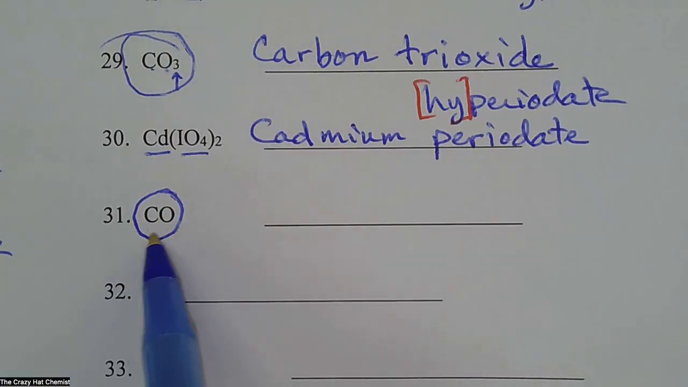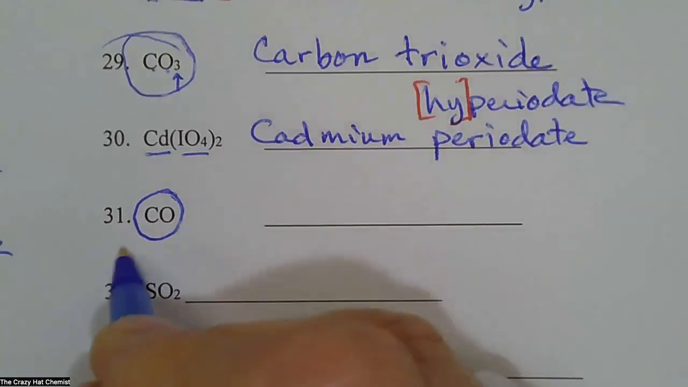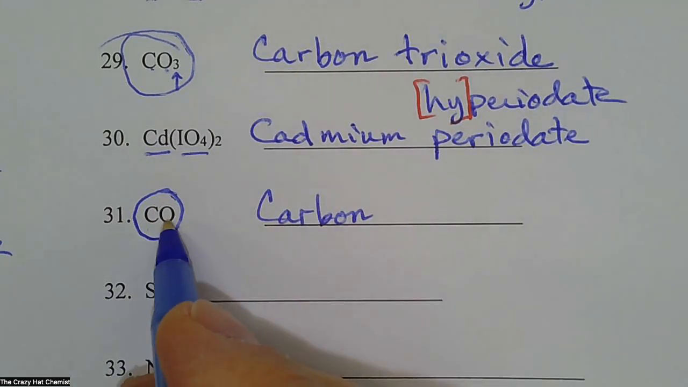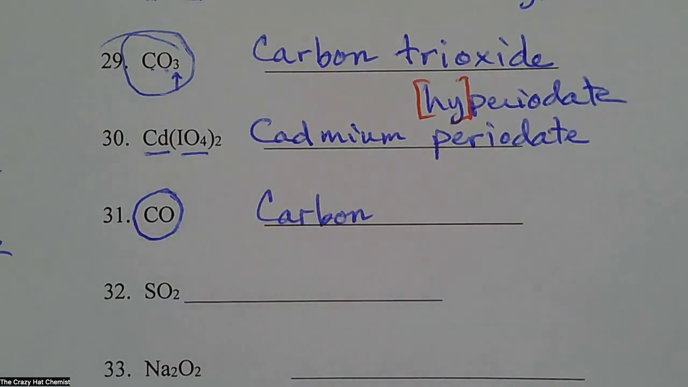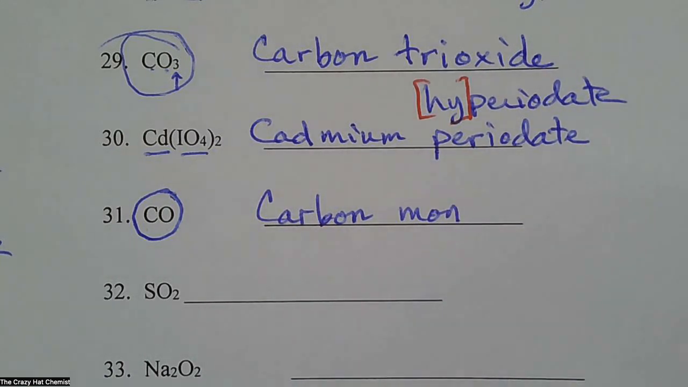Okay, so I have 2 nonmetals. I have to use prefix naming. There's only 1 carbon in the front, so it's just carbon. And there is 1 element in the second element. There's only 1 of them, so you have to use a prefix for the second element. The prefix for 1 is mono. So it's monoxide.